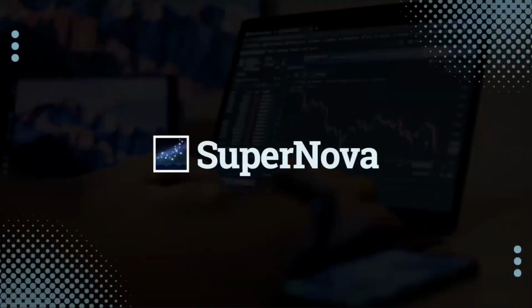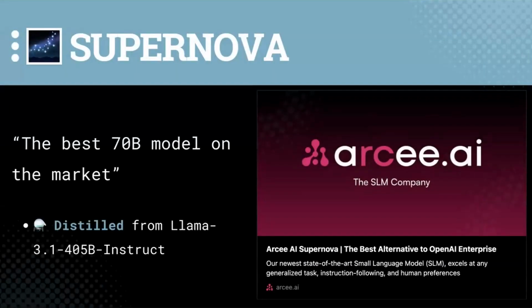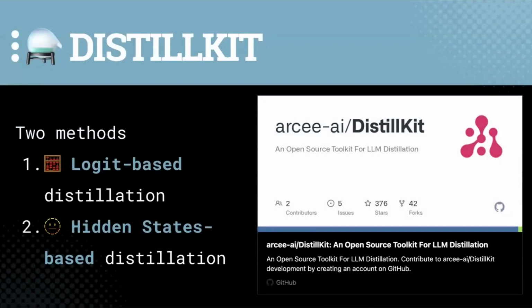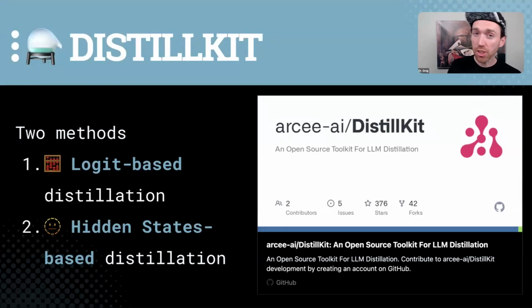Let's fast forward now 5 more years to today. Supernova came out. This is what we talked about in session 1, the best 70 billion model on the market, distilled from Llama 3.1 405B Instruct. Distilled. How was it distilled exactly? Well, the distillation here can be done with the DistillKit from Arcee. It can be done either logit based or hidden states based.